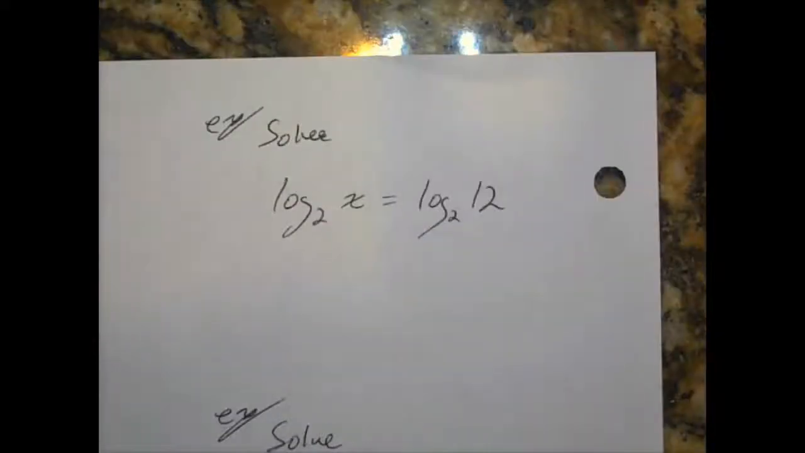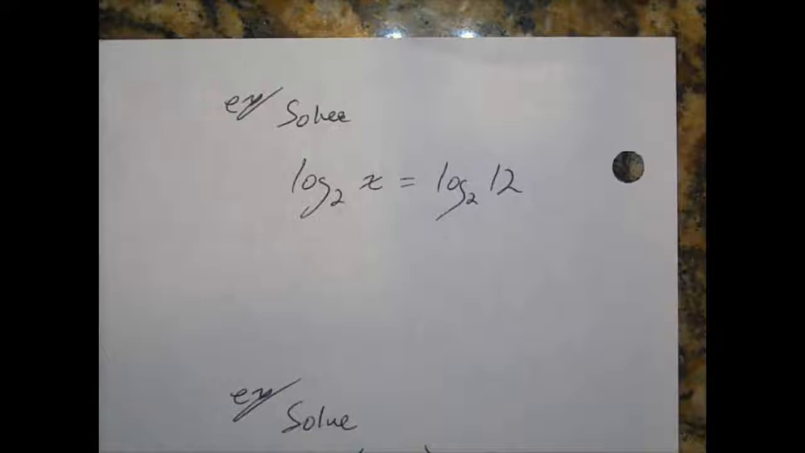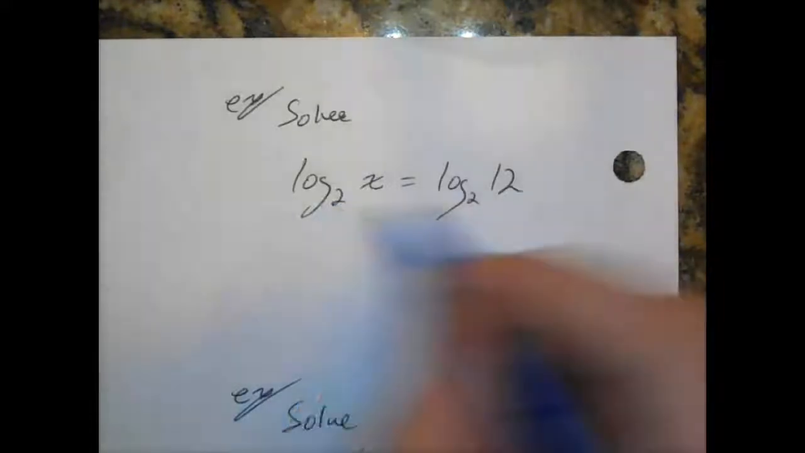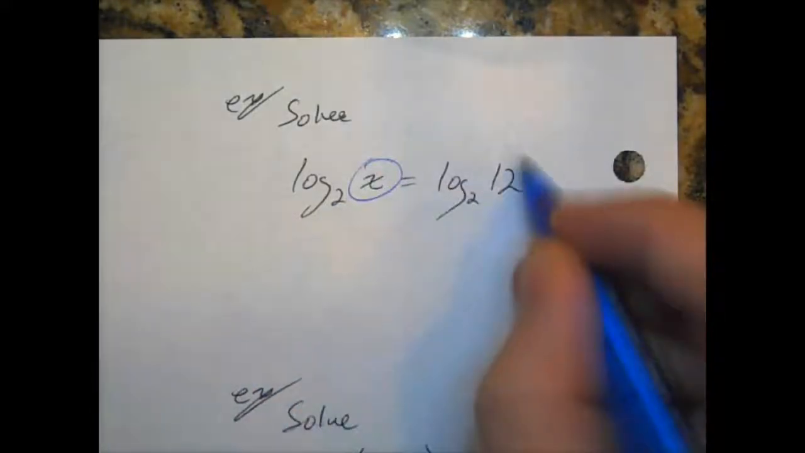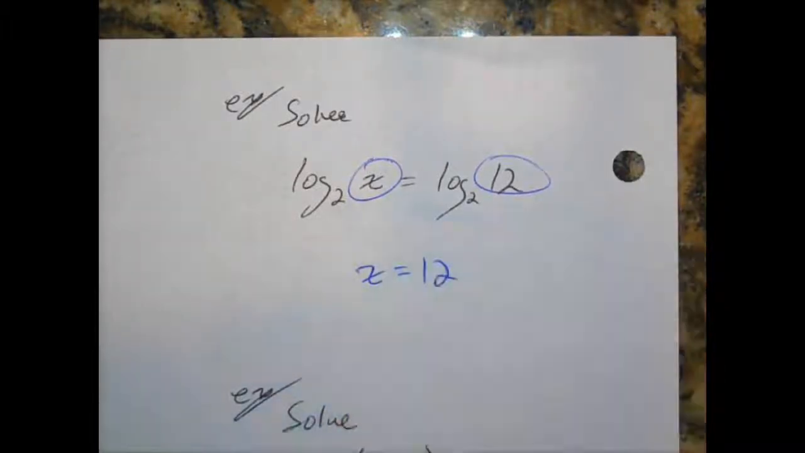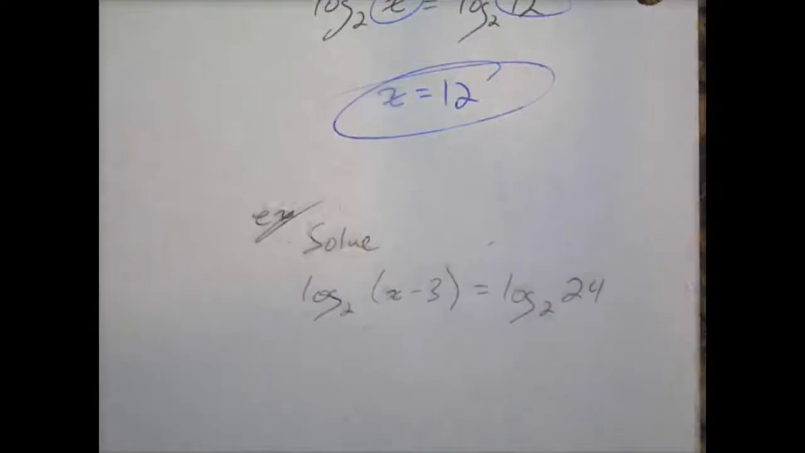All right, moving on. These ones are super simple. I love these. Let's check it out. Just like earlier, if we have the same bases, we have the same base here, log base 2 and log base 2, then the insides must be equal for that to be true. Well, then that means x must be 12.